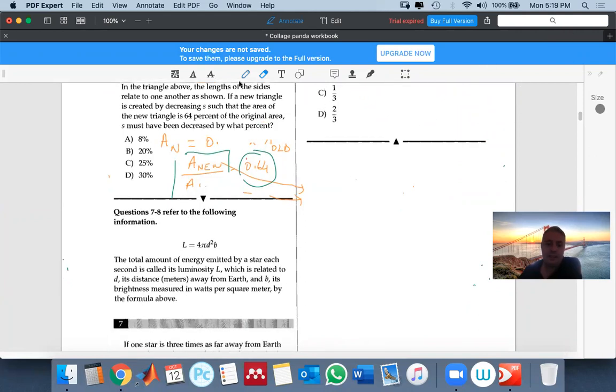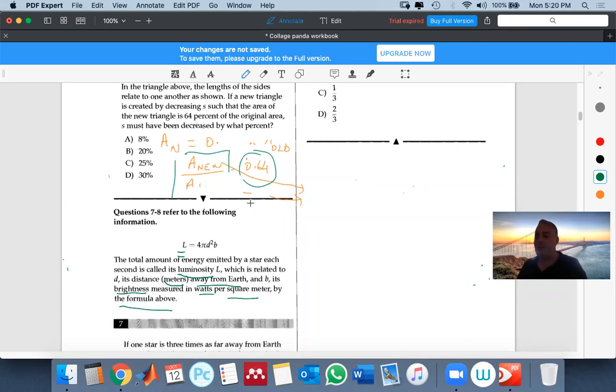It says that L is a formula 4 pi d squared b. The total amount of energy emitted by a star each second is called luminosity. I don't know how to pronounce this. Let's say luminosity L, which is related to d, the distance in meters away from the earth, and b, the brightness measured in watts per square meter by the formula above.